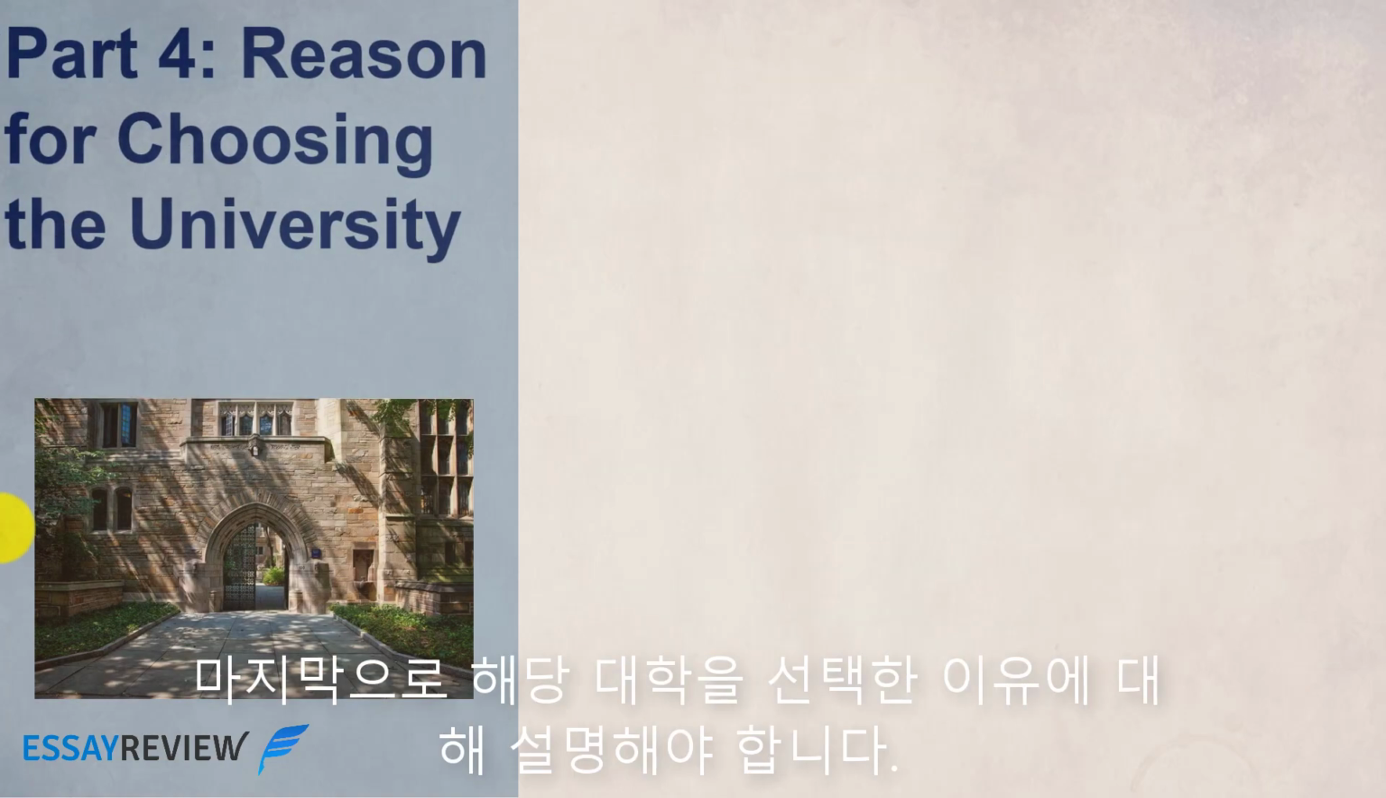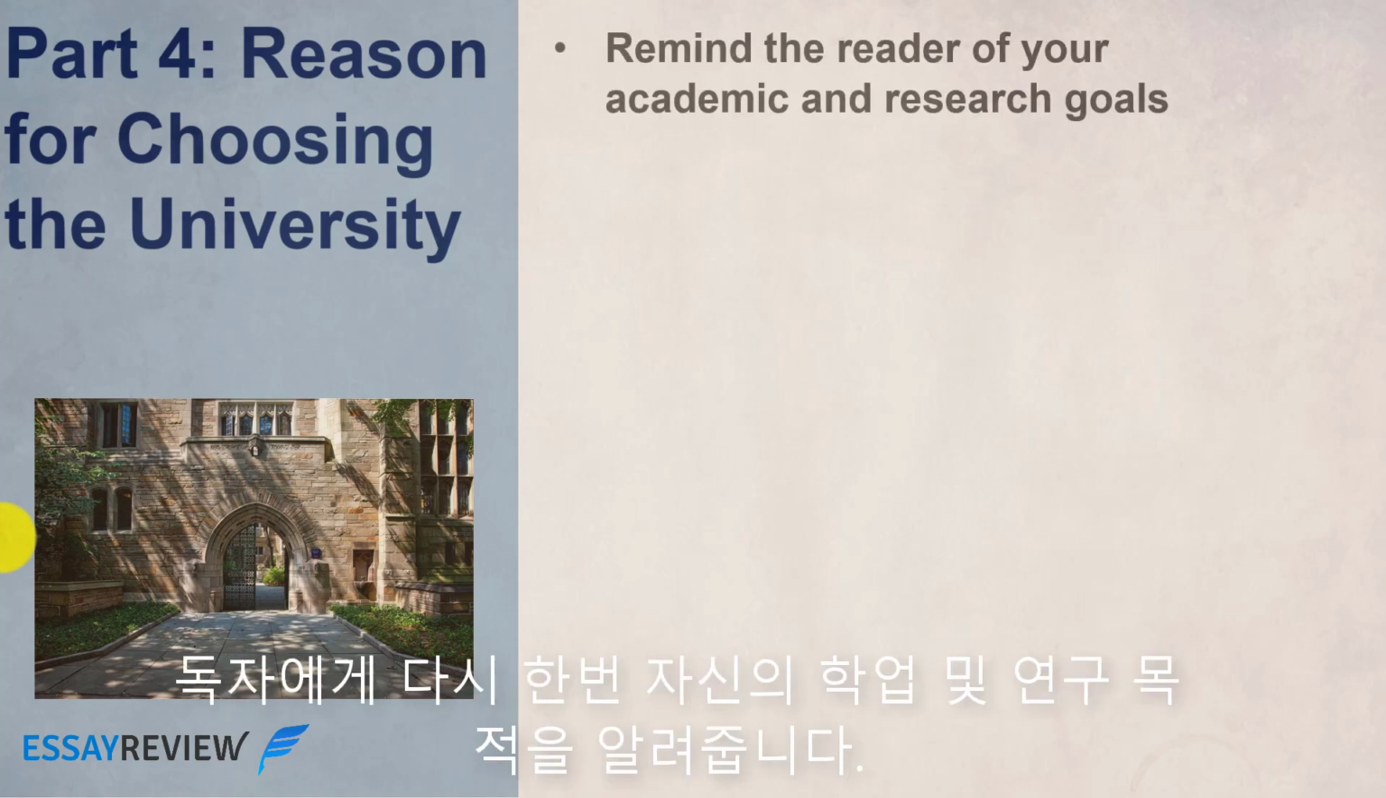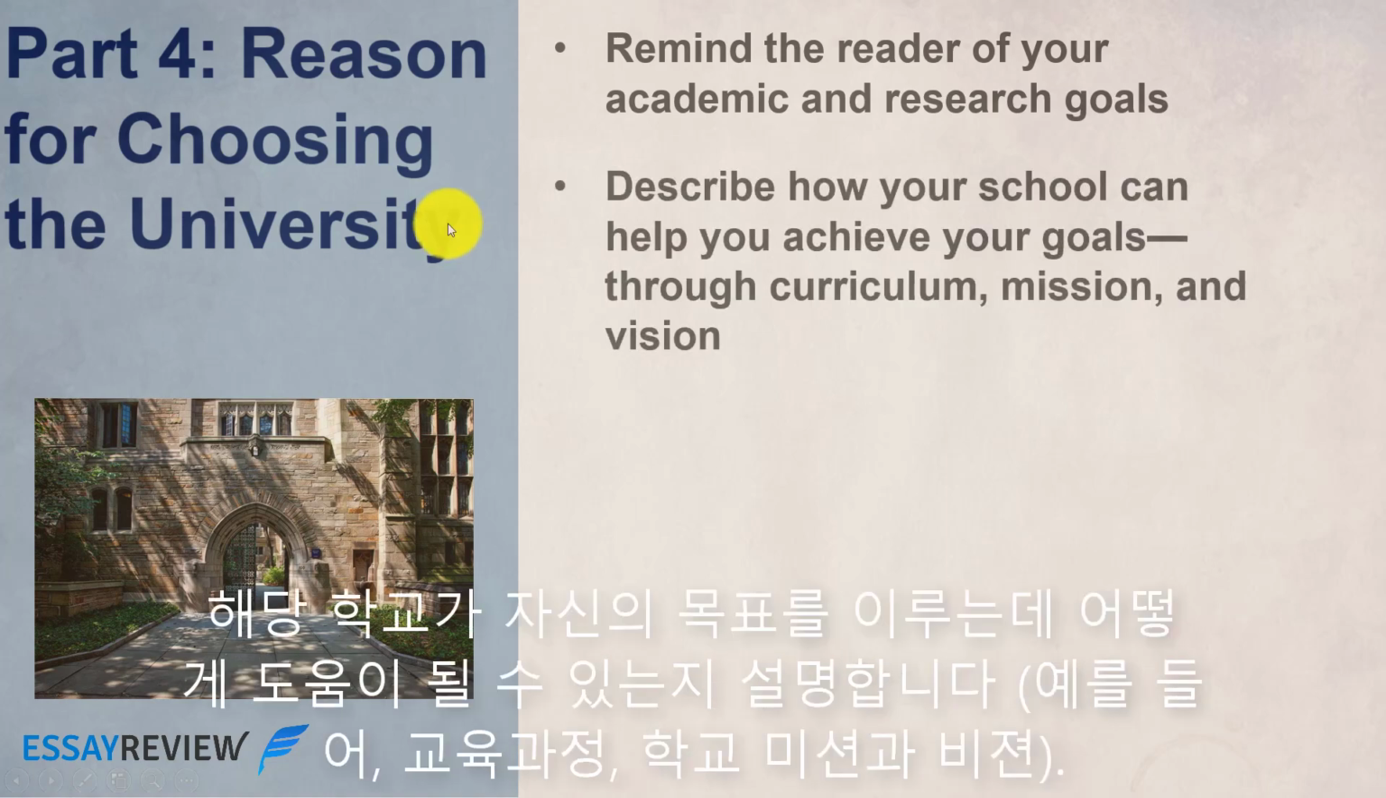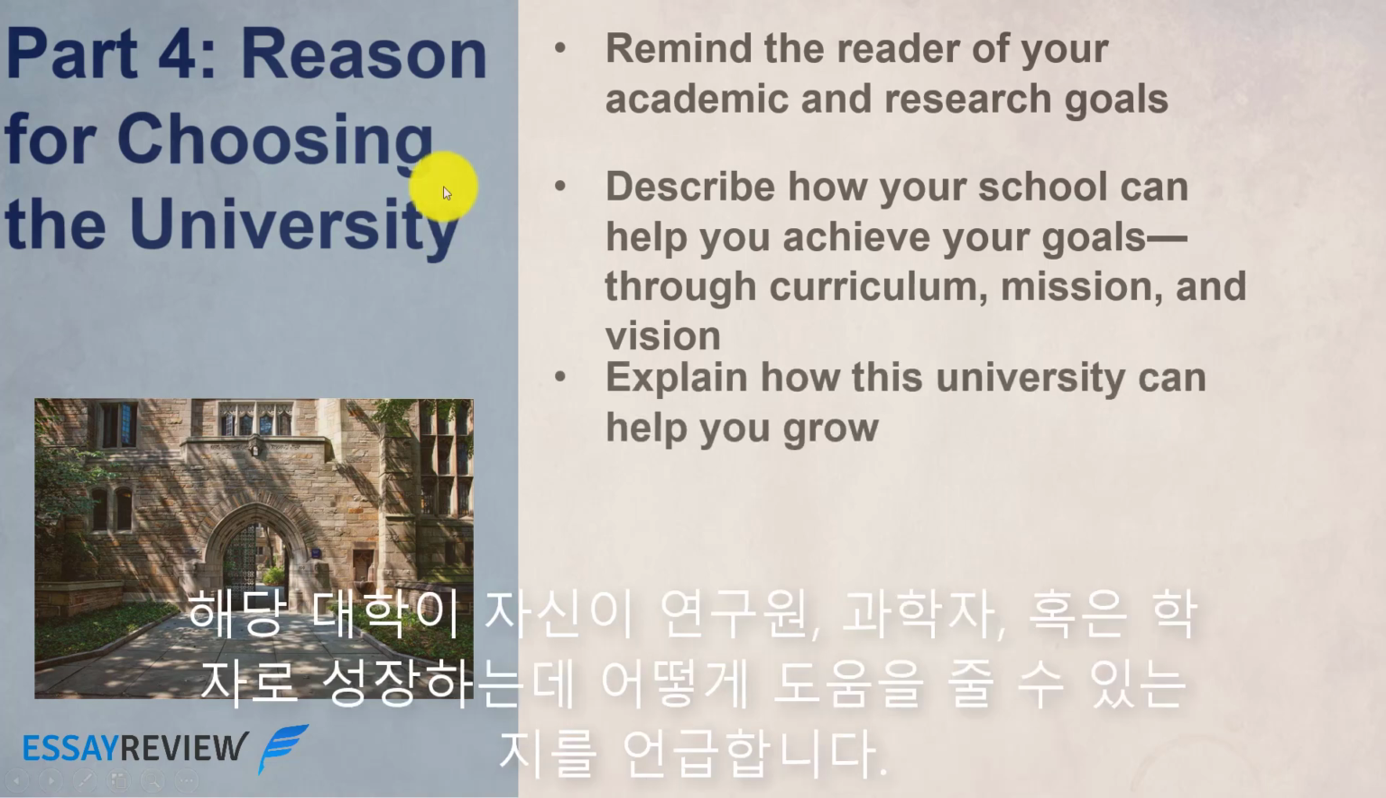Part 4 asks you to give your reason or reasons for choosing the university you will be attending. This is the final section of the essay. You really want to remind the reader of your academic and research goals that you talked about earlier. Describe how your school can help you achieve your goals through curriculum, mission, and vision. Explain how this particular university can help you grow as a researcher, as a scientist, as an academic, etc.